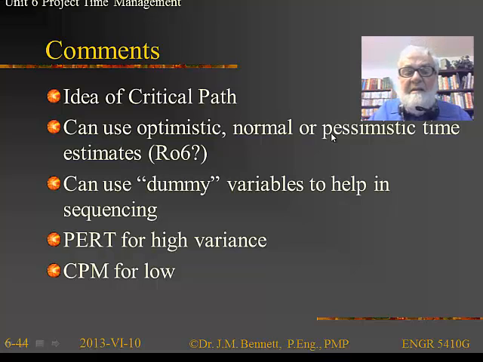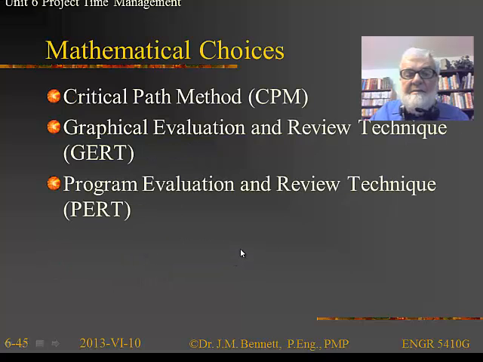And as we'll see, we can do this if we've got a high variance in our scheduling activity. And in fact, the opposite of the PERT diagram, which gives us a high variance approach, is the critical path method, which doesn't allow for any variance at all, but assumes we know exactly what we're doing.